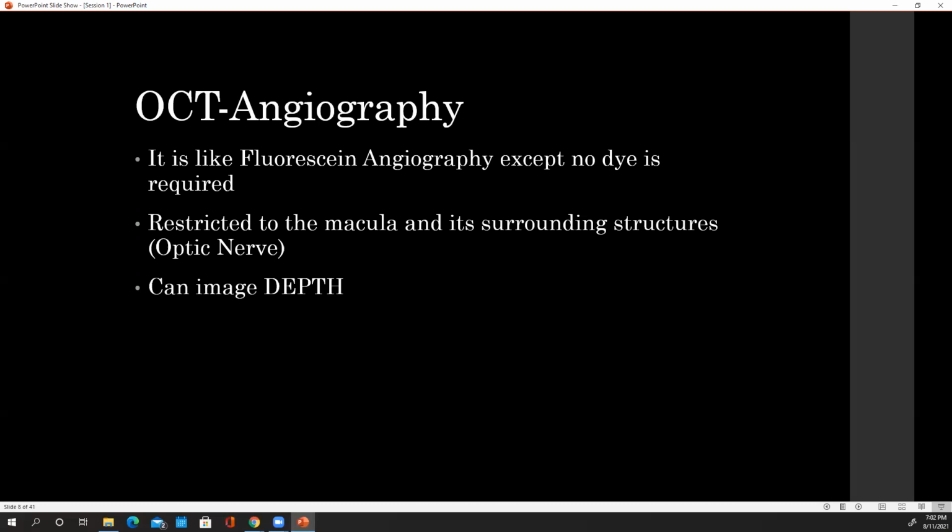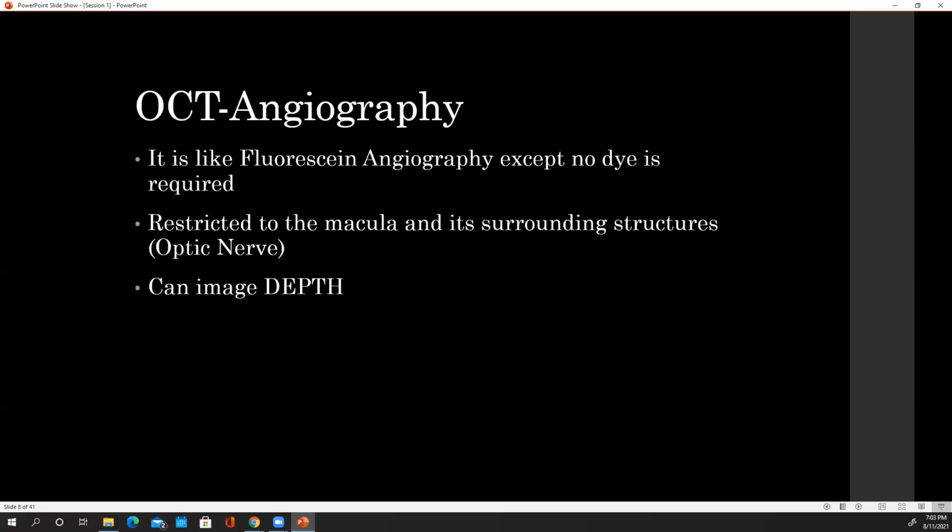But remember, it can image depth just like OCT. It's a cross section. So our fluorescein angiography is en face. So you're looking at it the way you would look at the wide field imaging that you just saw, that you're used to with Optos. You're looking at a top-down approach, but you're not getting a cross-sectional analysis. And what OCT angiography does is it gives you the cross-section, because OCT gives you the cross-section. So you're able to see flow in areas, in the depth of the retina that you couldn't see before.